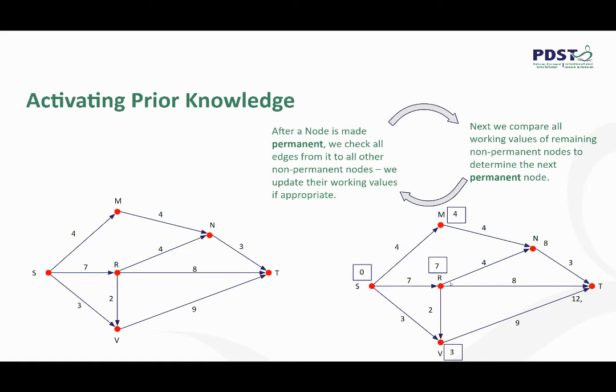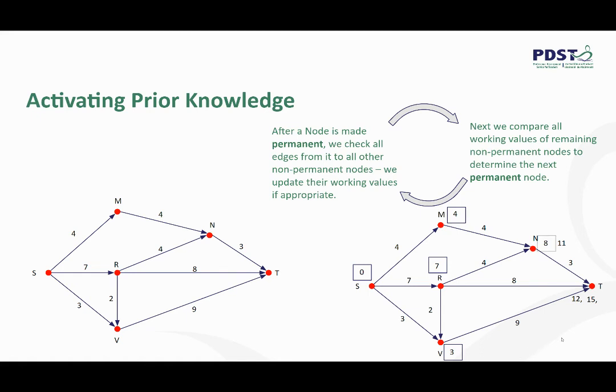So 7 has a direct connection to N. 7 plus 4 is 11. Now 11 obviously isn't an improvement on 8, so we wouldn't have to put it in there, but it's nice to keep track of it. 7 plus 8 is 15. We can put it in if we want, but it doesn't improve on 12, so it's no good to us. And then R is connected to V, but V is already made permanent, so that's of no interest to us anymore.